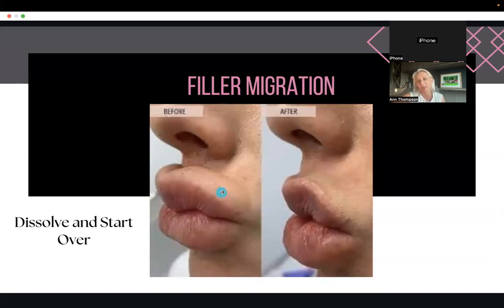This is what filler migration looks like. You can see that this injector accidentally, I'm assuming accidentally, injected this patient well above that vermilion border, and she probably has 1 syringe of filler sitting on the top part of her lip. So at this point, you just need to dissolve and start over.